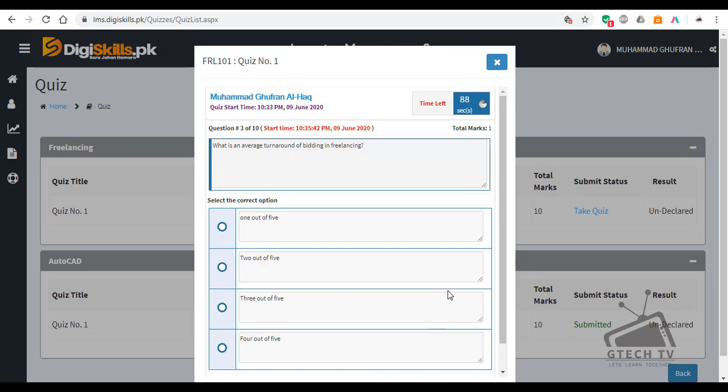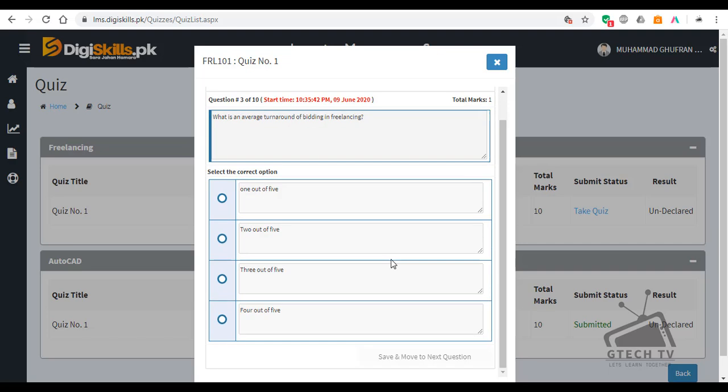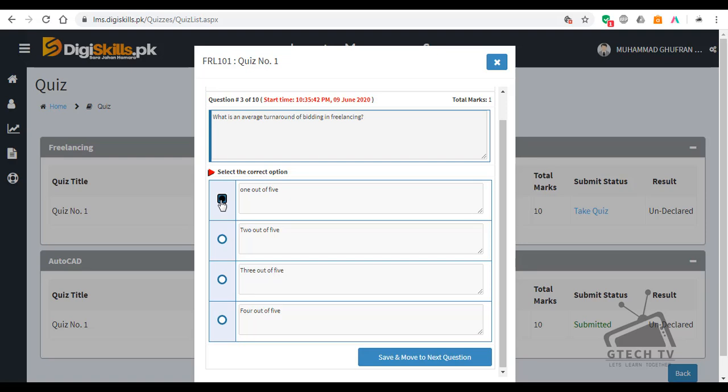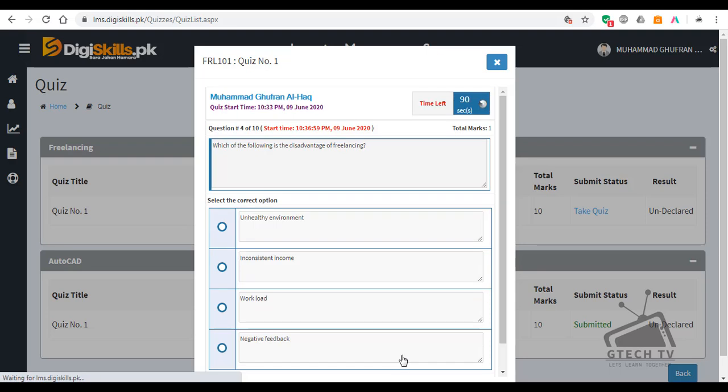What is an average turnaround of bidding in freelancing? 1 out of 5, 2 out of 5, 3 out of 5, or 4 out of 5? So guys, I don't know which is the correct answer. I think 1 or 2. Not sure from these two. I think I'll go with 1 out of 5. Move to question number 4.